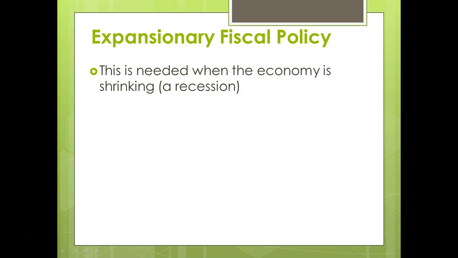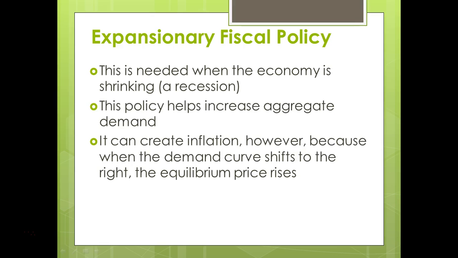Expansionary fiscal policy is needed when the economy is shrinking, which is a recession. So when the economy is bad, unemployment is high, people don't have jobs, that's when they need the government to spend more money so that businesses create more jobs, because that policy helps increase aggregate demand. But it can create inflation, because when the demand curve shifts to the right, the equilibrium price rises.